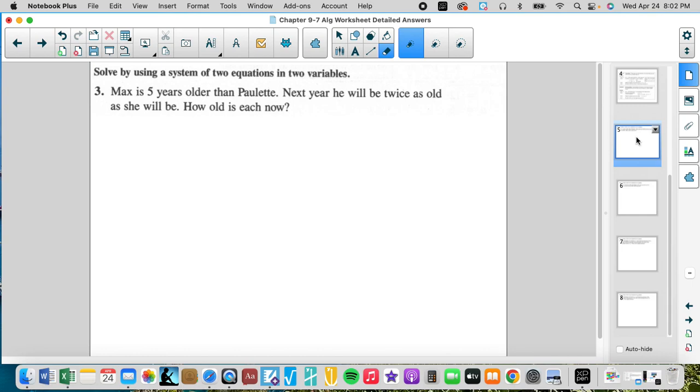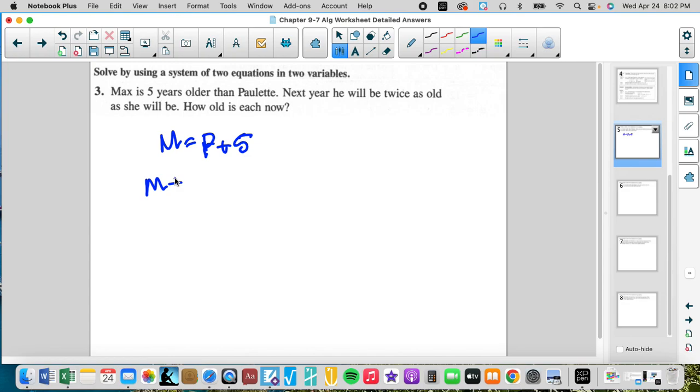Hard, but manageable. Max is 5 years older than Paulette. So let's do Max equals Paulette plus 5, because he's 5 years older. If you add 5 to Paulette, you'll get Max's age. Next year, he will be twice as old as she will. So Max plus 1 year is going to equal twice Paulette's age.